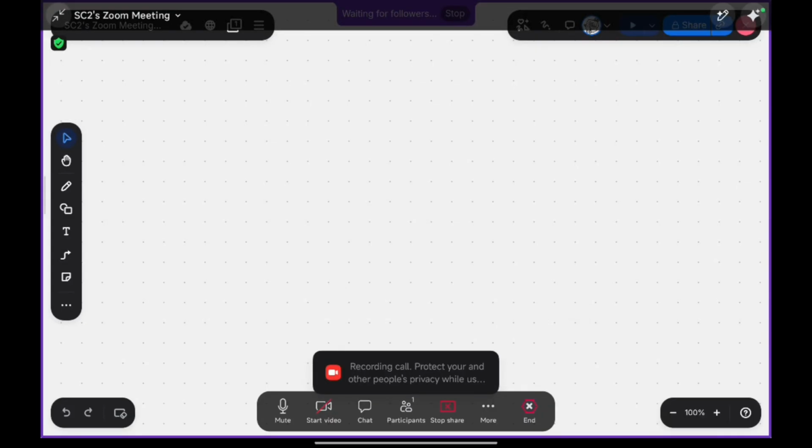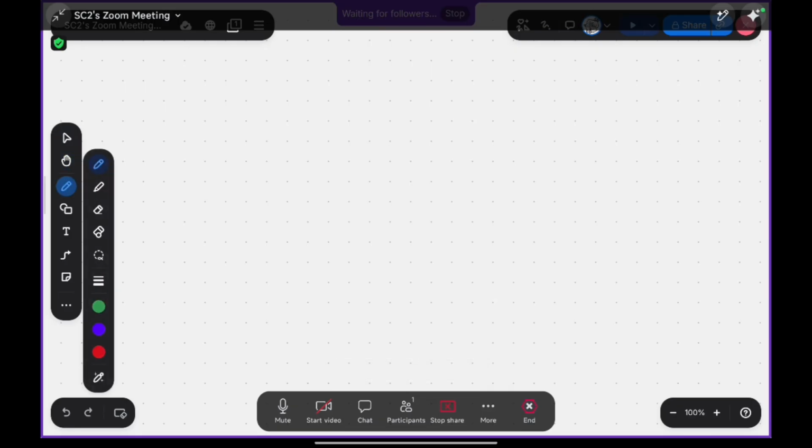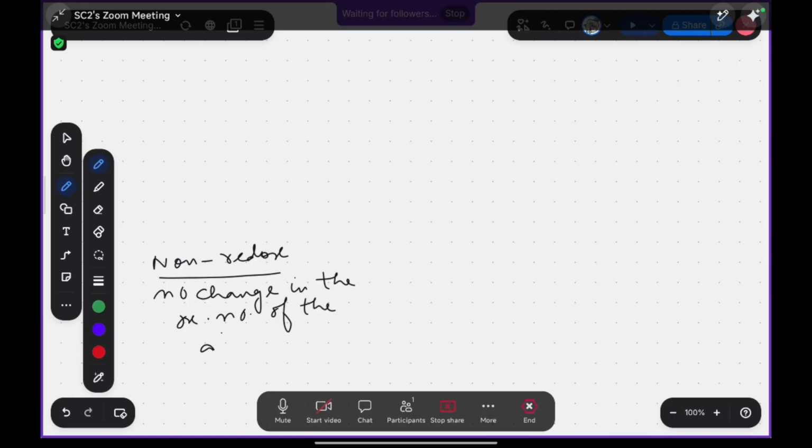Now, the next topic is what are the types of titrations? There are mainly two types of titration. One is the non-redox titration. Non-redox means that in this kind of titration, there is no change in the oxidation state or oxidation number of the species of the atoms involved.